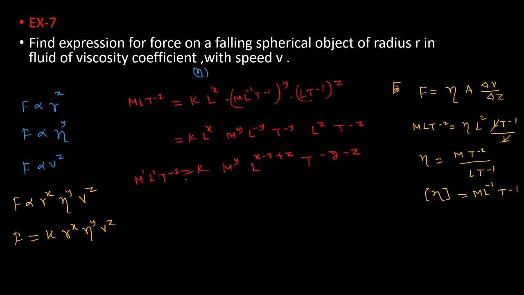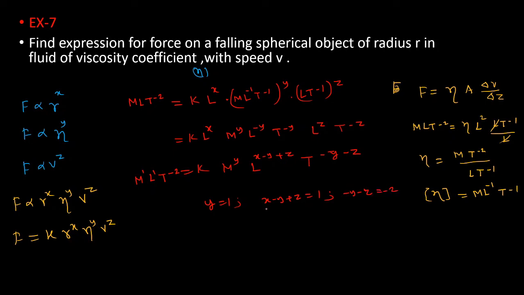Now try to understand how to do it. Once again we need to compare. If I compare m and m, the power of m is 1 on one side and y on the other, so directly we can say y equals 1. Now comparing L, x minus y plus z equals 1. And comparing t, minus y minus z equals minus 2.